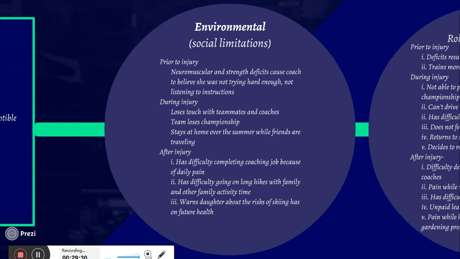Next, we talk about environmental or social limitations. So prior to injury, maybe those neuromuscular and strength deficits, or fitness level, skill level, could have caused the coach to believe she was not trying hard enough or not listening to her instructions. So because of this, maybe she was overexerting herself or doing a lot of different things. During the injury, maybe she lost touch with teammates and coaches because she was separated from them. So she could have lost some friendships.